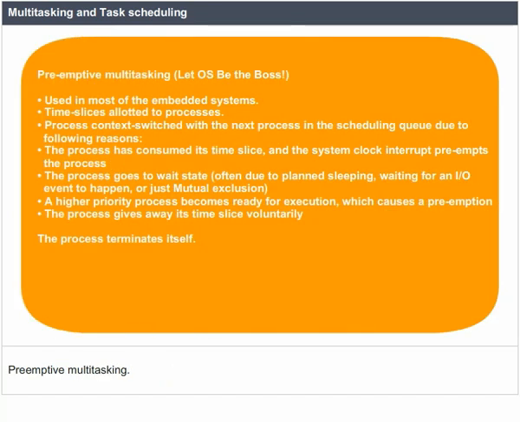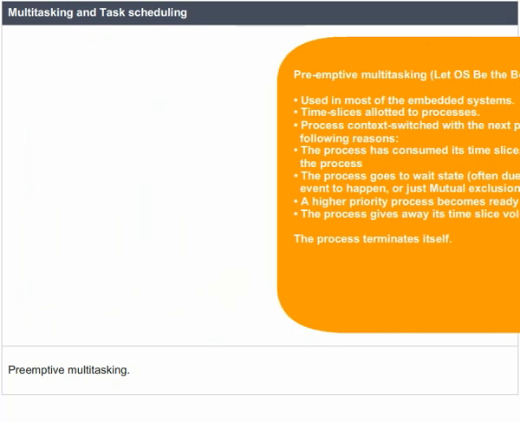Preemptive multitasking, let OS be the boss. Used in most of the embedded system. Time slices allotted to processes. Process is context switched with the next process in the scheduling queue due to the following reasons. The process has consumed its time slice. The system clock interrupt preempts the process. The process goes to wait state, often due to planned sleeping, waiting for an input-output event to happen, or just mutual exclusion. A higher priority process becomes ready for execution, which causes a preemption. The process gives away its time slice voluntarily. The process terminates itself.